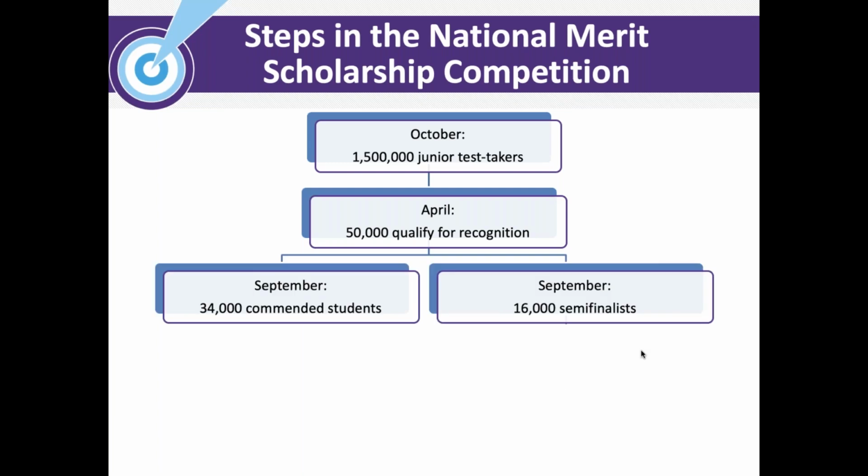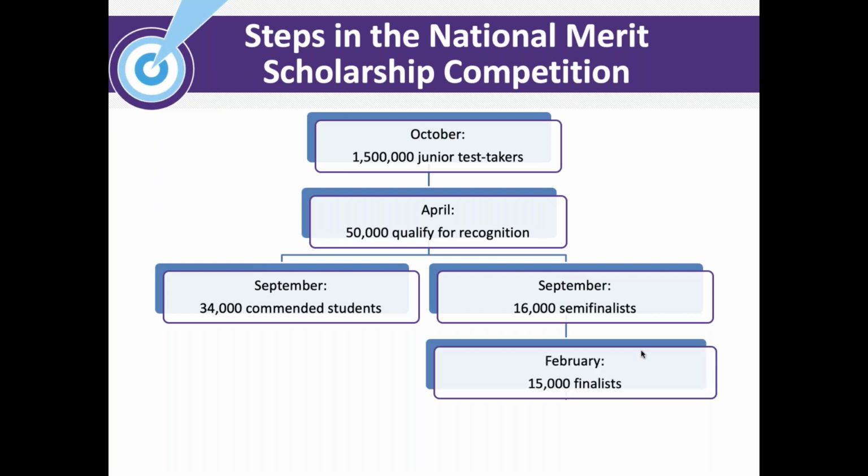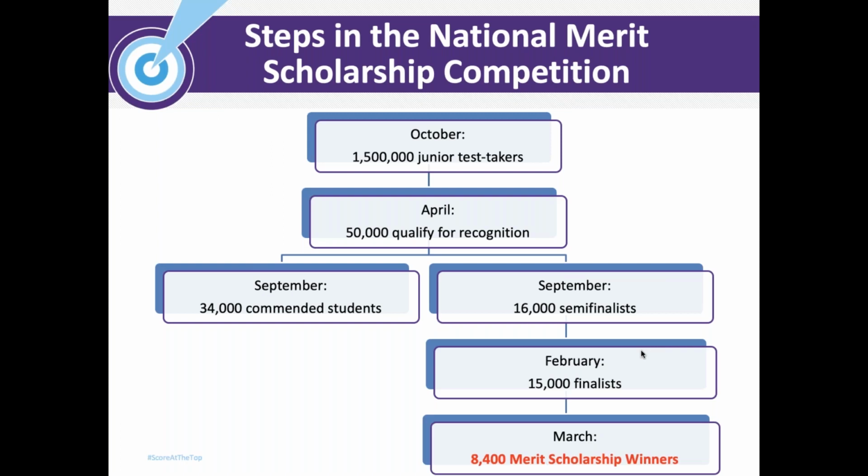And then September of their senior year, there will be 34,000 commended students, and then 16,000 semifinalists. Then February, 15,000 finalists will be notified. And of those 15,000 finalists, there will be 8,400 merit scholarship winners notified in March of senior year. So you can see how you start with a very large pool of 1.5 million, which gradually works its way down to just under 9,000 actual scholarship winners.